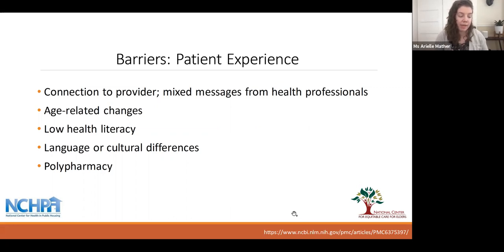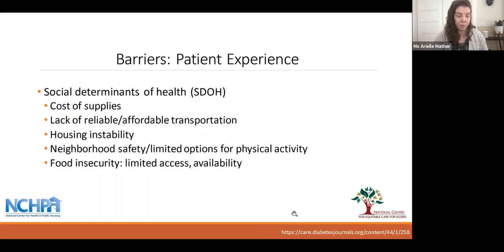The cost of medications and the challenge of keeping track of multiple medications directly impacts a person's ability to adhere to a regimen and effectively self-manage or delay the onset of a chronic condition like diabetes.